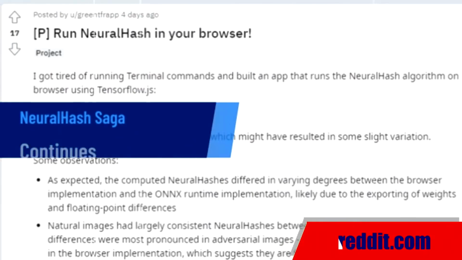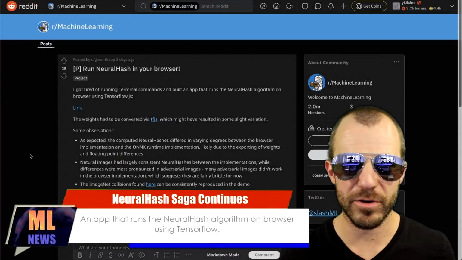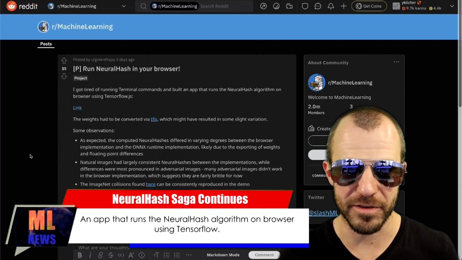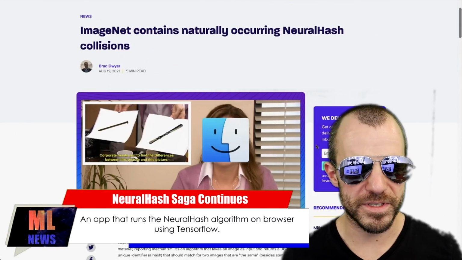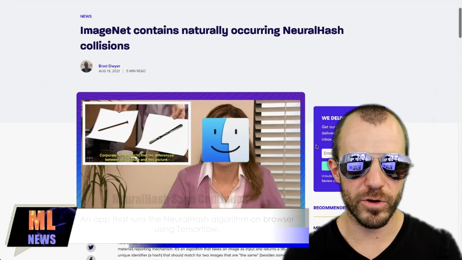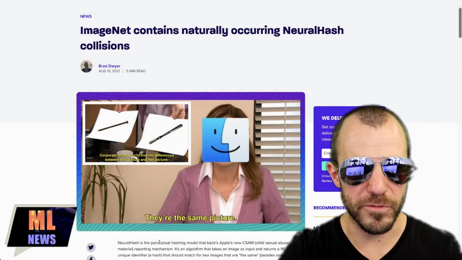Okay, next news. The NeuralHash story continues. There are now various projects in order to create collisions or run NeuralHash by itself. There's even one in the browser. I also have one. If you want, watch the video. So also we have now reports that ImageNet contains naturally occurring hash collisions by RoboFlow here. You can search ImageNet for things that elicit the same NeuralHash. Apple has responded by saying that there's another server-side check to prevent wrong collisions and so on. But safe to say, this NeuralHash system isn't the most effective.